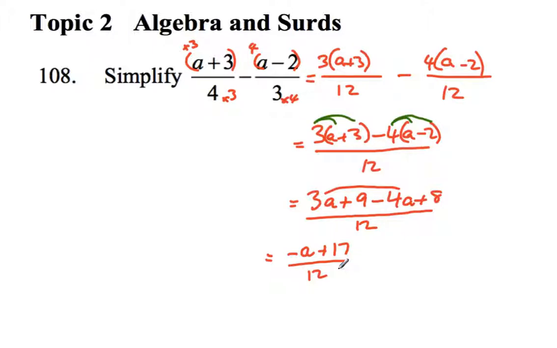Okay. Still pretty ugly, but still. We made the bottoms the same, then we subtracted across the top and kept the bottom the same, and we expanded and collected some like terms. We collected the a's together and we collected the normal numbers together as well. So that's as far as we can go to simplify that one. Let's check out the next one.